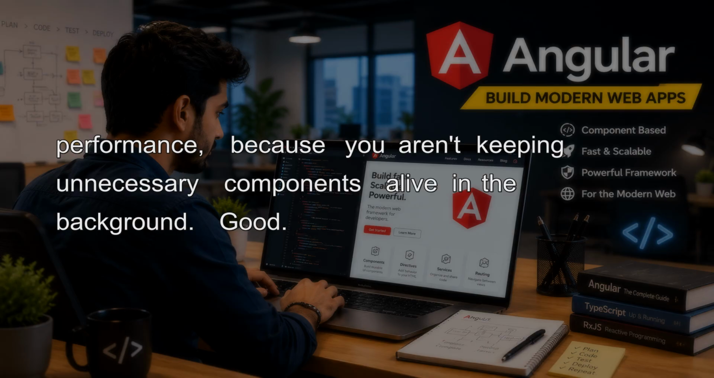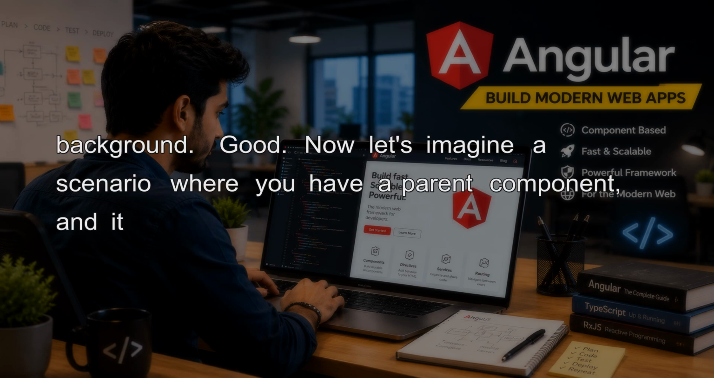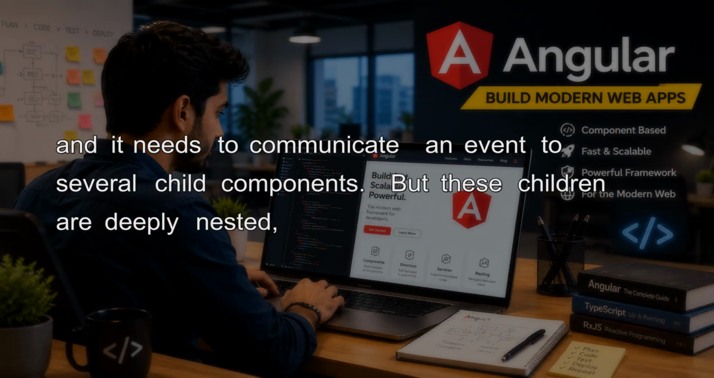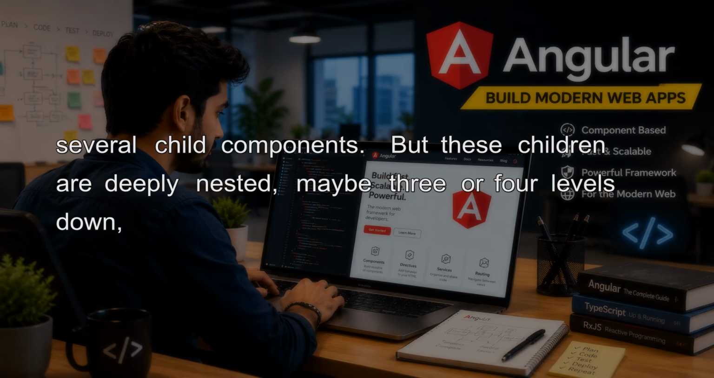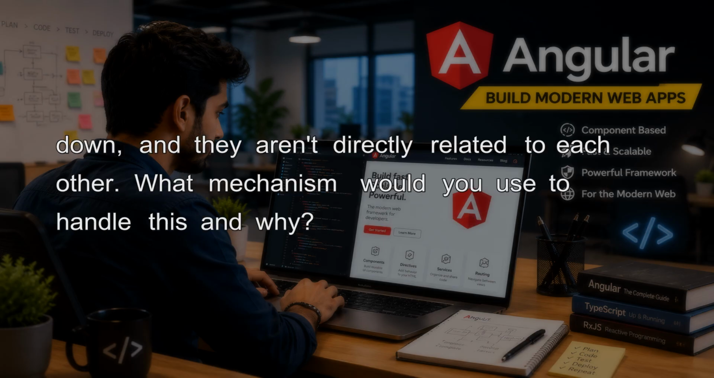Good. Now, let's imagine a scenario where you have a parent component, and it needs to communicate an event to several child components. But these children are deeply nested, maybe 3 or 4 levels down, and they aren't directly related to each other. What mechanism would you use to handle this, and why?